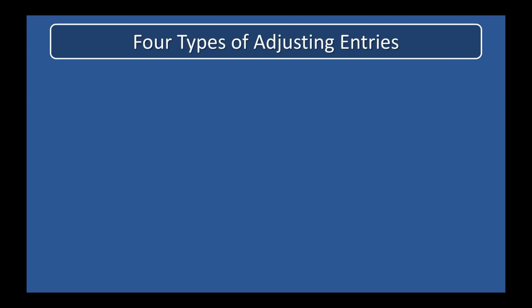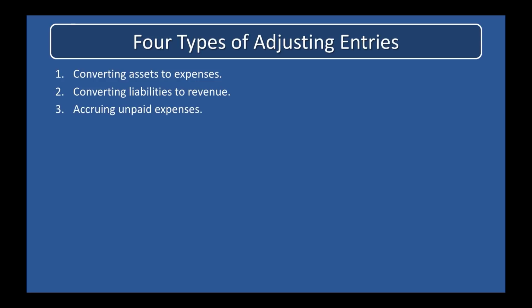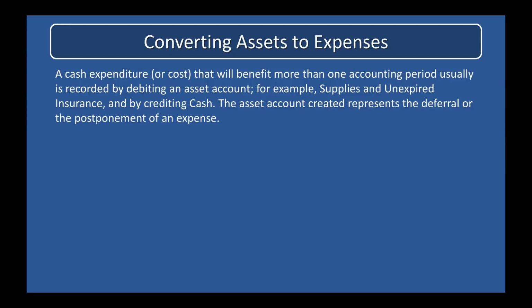Most adjusting entries fall into one of four general categories: converting assets to expenses, converting liabilities to revenue, accruing unpaid expenses, and accruing uncollected revenue. A cash expenditure or cost that will benefit more than one accounting period usually is recorded by debiting an asset account, for example, supplies and unexpired insurance, and by crediting cash. The asset account created represents the deferral or the postponement of an expense.